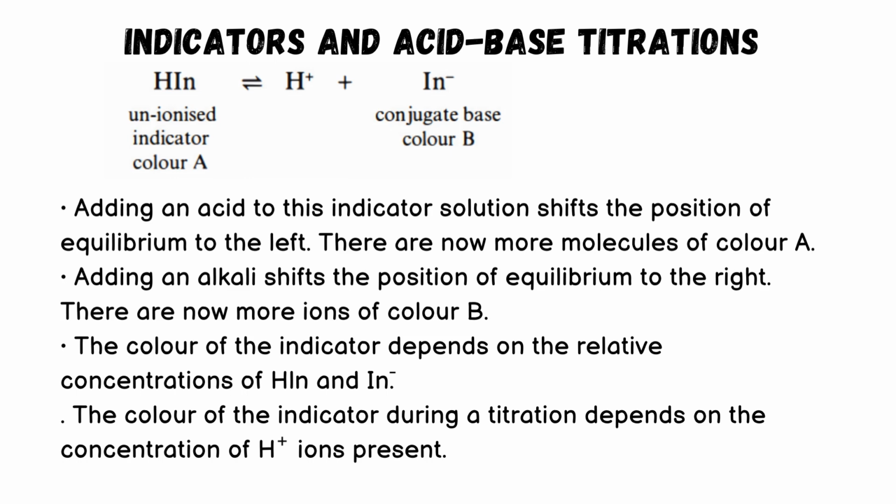For example, HIN gives H plus and IN minus. Adding an acid to this indicator solution shifts the position of equilibrium to the left. There are now more molecules of color A. Adding an alkali shifts the position of equilibrium to the right. There are now more ions of color B. The color of the indicator depends on the relative concentrations of HIN and IN minus. The color of the indicator during a titration depends on the concentration of H plus ions present.